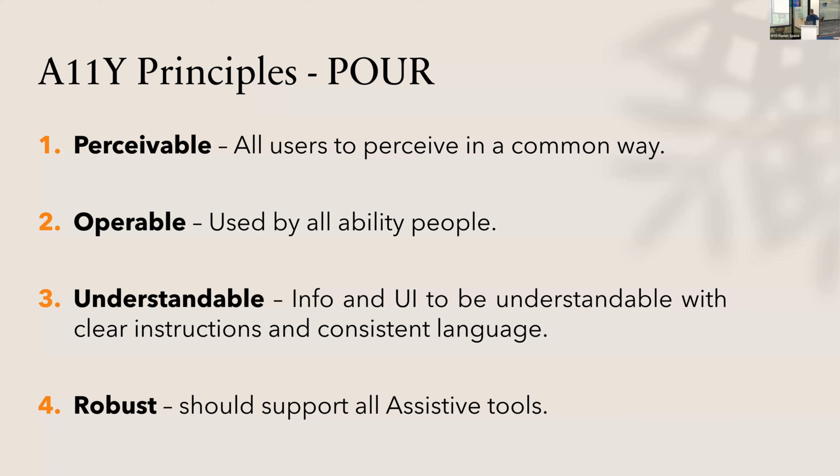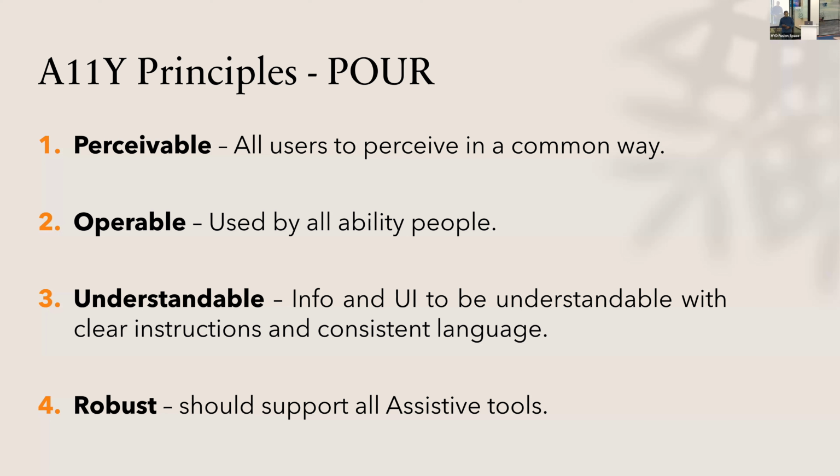What are those principles I can think of? Like POWER. Maybe it's a terminology. So it has to be perceivable. What do you mean by perceivable? I'll show with an example. Operable is like everyone should operate. My application should be operated by everybody. Similarly, I can understand what are the things, like let's say you have a pie chart.